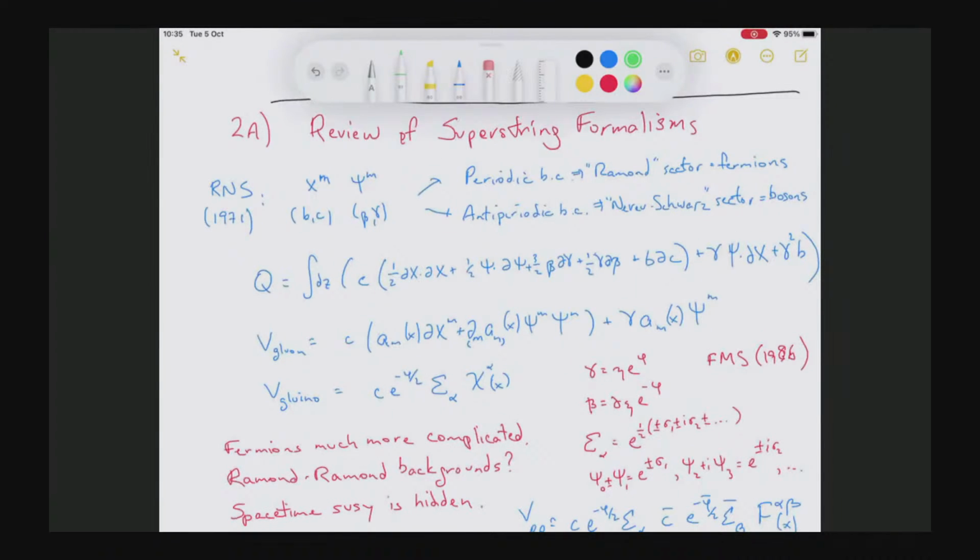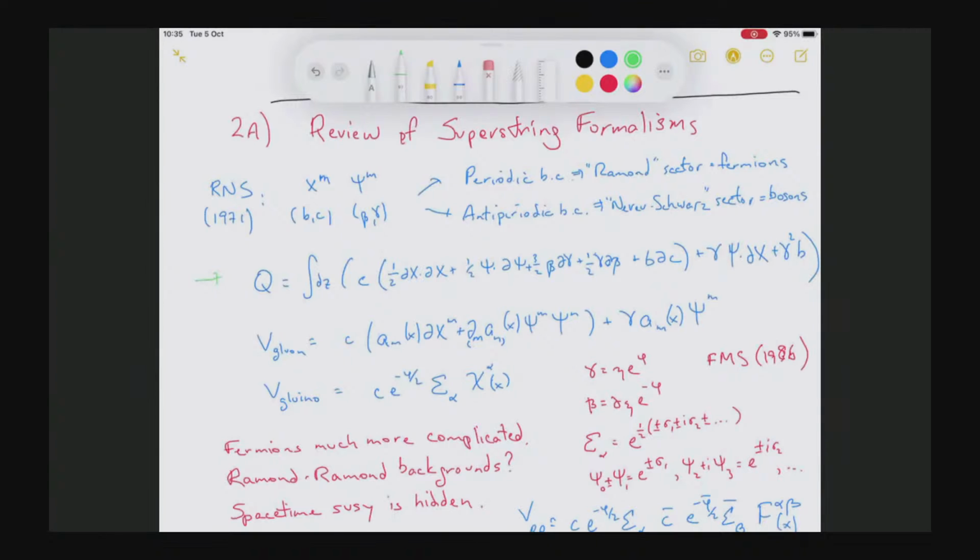So the RNS formalism, of course, we have X's and psi's, and we also have the bc and beta-gamma ghosts. And the Ramond and Neveu-Schwarz sectors are when the psi's have either periodic boundary conditions or anti-periodic boundary conditions. So the BRST operator is a standard BRST operator, which you can write for any N equals 1 superconformal field theory. And in a flat background, it just has the form here.